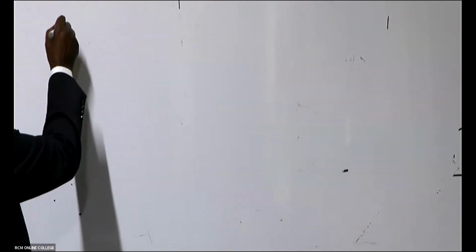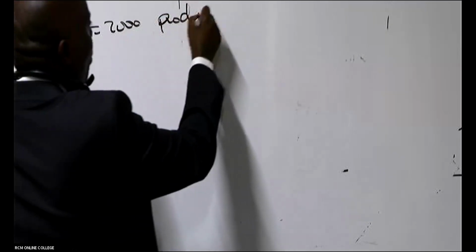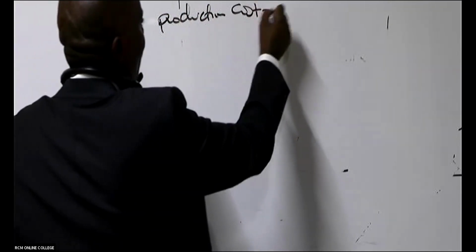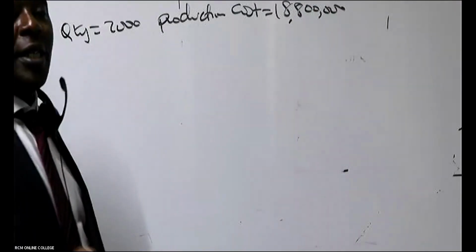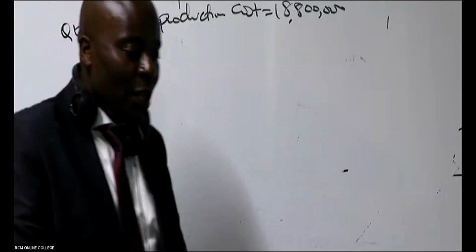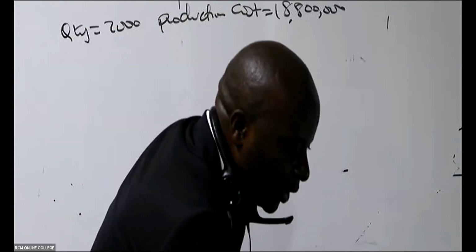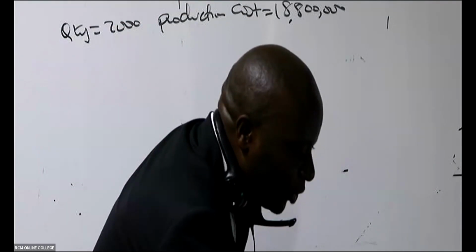Ladies and gentlemen, remember they are talking about production cost. They have told us that when quantity is 2,000, production cost equals what? 18,800, isn't it? Then go to the cost statement given there and pick the production cost, which is given from the statement.